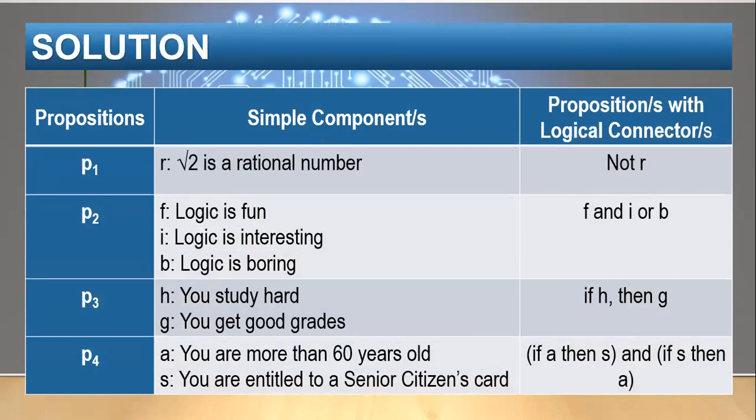Okay. So let's try. So, yung proposition 1 natin, P sub 1, square root of 2 is a rational number. Okay? So, not R yan. Next, proposition P sub 2, pinaghiwa-hiwalay na natin, di ba? Nakalagay doon, either logic is fun and interesting or it is boring. That is, F and I or B. Okay, napaghiwa-hiwalay natin into simpler components. So we denote the simple components as proposition F, proposition I, and proposition B.